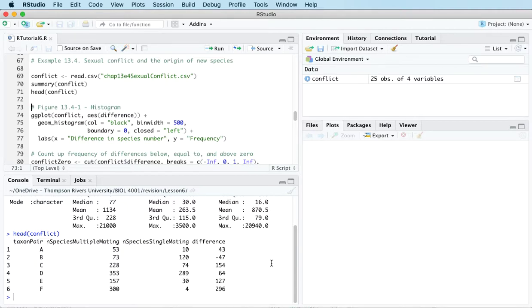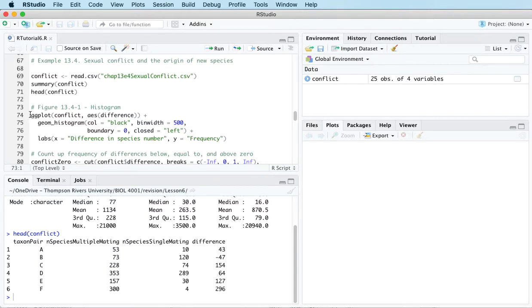leads over time to an increased number of species relative to a similar insect group where the females mate only once. The study design was set up in such a way that we've got paired insect groups. So we've got a multiple mating group and a single mating group, and we've counted the number of species in each group, and then we've taken the difference between those two numbers.